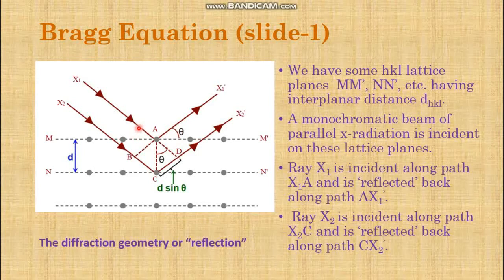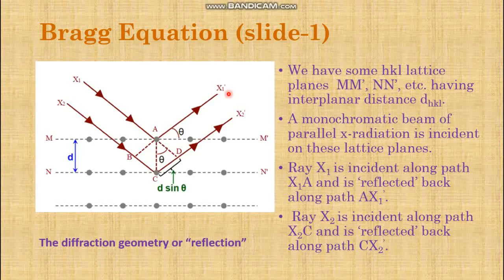Here is one difference from the law of reflection: if you draw a normal, then the angle with the normal is called the angle of reflection or angle of incidence, but here it's reciprocal. That is 90 minus this angle, which is known as theta, the glancing angle. So at that angle it is striking the plane. Some of the rays will be reflected in the x1 dash and x2 dash directions.